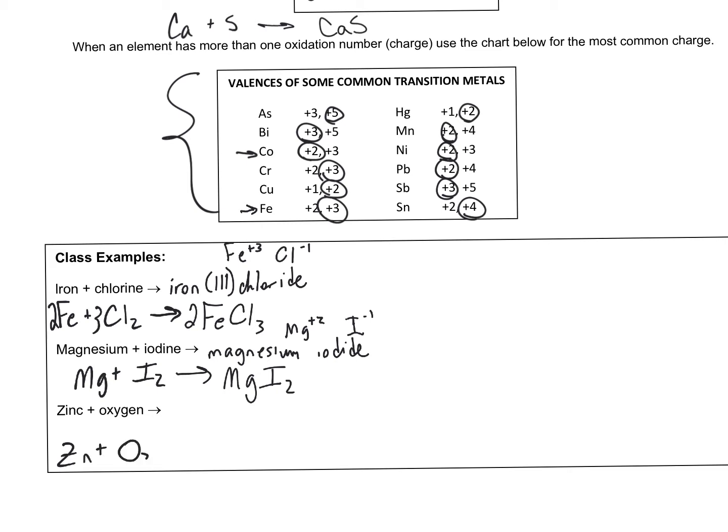Zinc is Zn, oxygen is O2. We know that zinc is +2 because it's part of the cadmium group. Oxygen is in group 16, so it's -2. So my compound would be ZnO. To balance it out, we throw a 2 in front of ZnO and a 2 in front of zinc. And to finish the word equation, we name the compound zinc oxide.